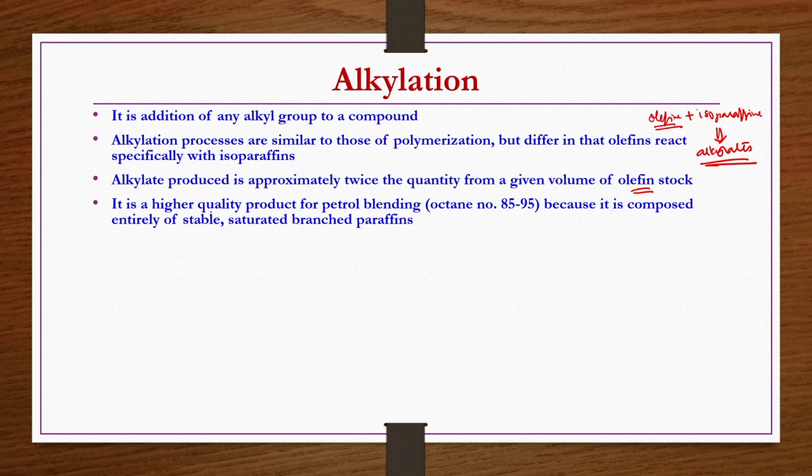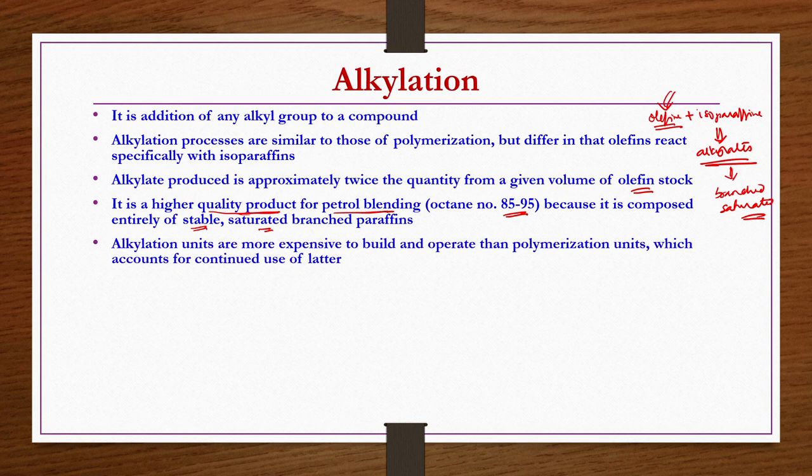It is a higher quality product for petrol blending because the octane number is 85 to 95, because it is composed entirely of stable saturated branched paraffins. We are going to see the reactions between olefin and isoparaffins. Whatever alkylates you are getting are, firstly, branched ones and, secondly, saturated ones. They are not unsaturated ones. So whatever unsaturation is there in the olefins because of the double bond would be removed by the alkylation process.